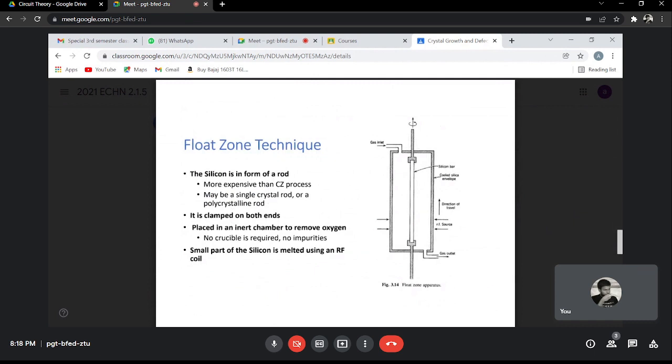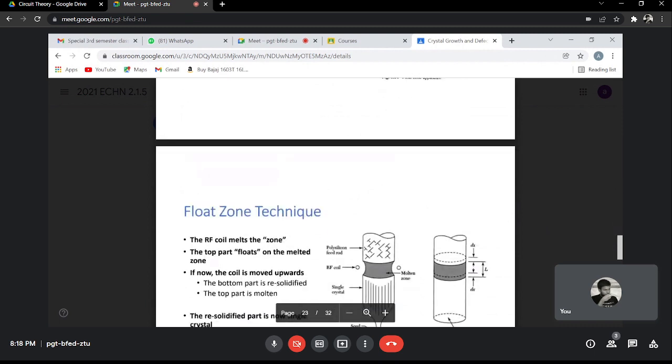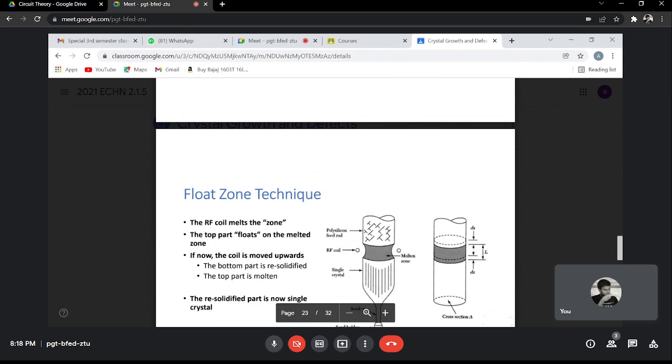So let's look at this picture very carefully. This is like a silicon rod which is held from two clamps. And there's a chamber in which the inert gas is being flowed. So essentially, no impurities are coming in from the surface. Okay. Now, what we do is you take an RF coil. Now, do you know what is induction? It is a way to heat up. So you take an RF coil and bring it very close to the surface. You basically melt silicon at a small portion, like it's given in this picture.